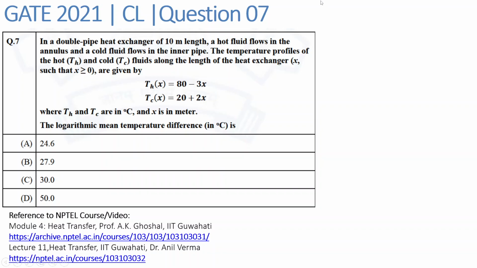Okay, so let's start with the first question. The first question is question number 7 of the GATE 2021 paper, and the question is: in a double pipe heat exchanger of length 10 meter, a hot fluid flows in the annulus and a cold fluid flows in the inner pipe. The temperature profiles of hot and cold fluids along the length of the heat exchanger, X greater than 0, are given by these equations, where TH and TC are in degrees Celsius and X is in meter. And we have been asked to find the log mean temperature difference.